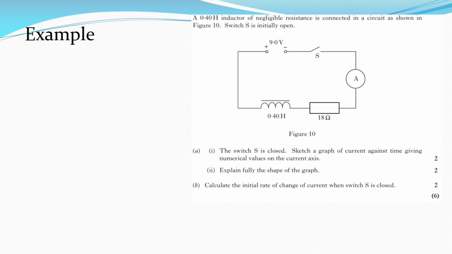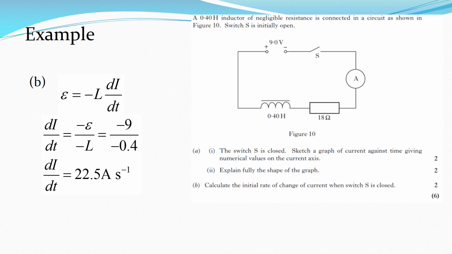In part B, we're asked to calculate the initial rate of change of current when switch S is closed. Remember our equation. We rearrange this to find out the value of the backwards EMF. So backwards EMF is equal to negative the inductance multiplied by the rate of change of current. The rate of change of current is equal to the EMF divided by the inductance, giving us a value of 22.5 amperes per second.